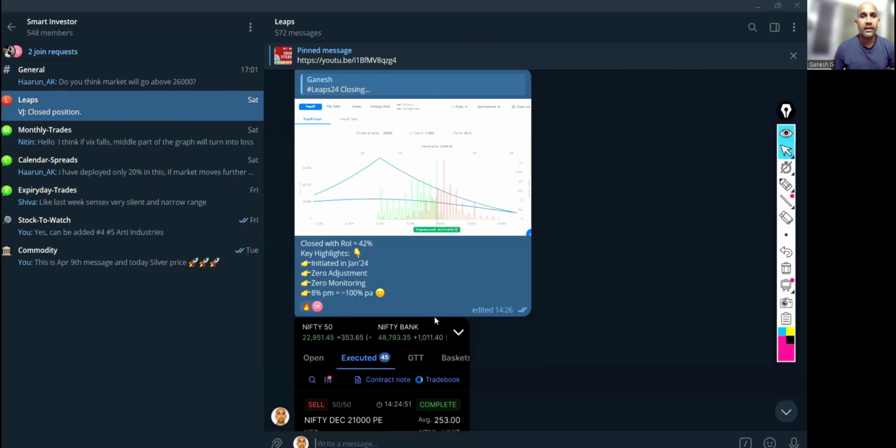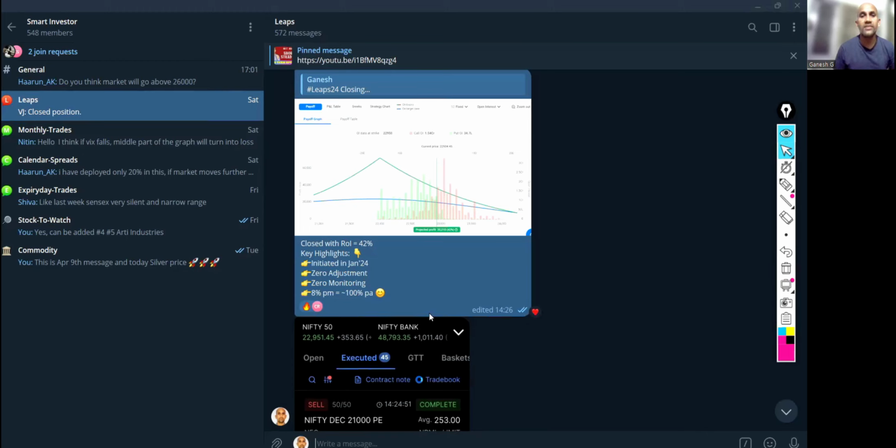I initiated this trade in January 2024, with zero adjustments and zero screen time. Every month it was giving around 6 to 7%. By the time I closed this trade, it came to around 8% per month. If we add 8% per month for 5 months, it comes to 40%. But actually I closed this trade at 42%, which, translated to annum, comes to around 100% per annum.